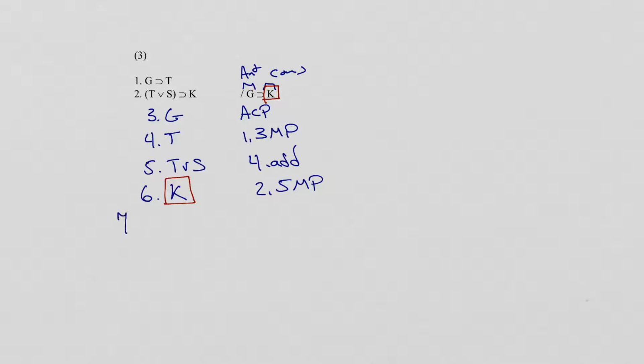So I'm going to discharge, put my little line to show. Go back up to the top, that's my antecedent. Put a horseshoe, go to the bottom. I use 3 through 6, conditional proof.